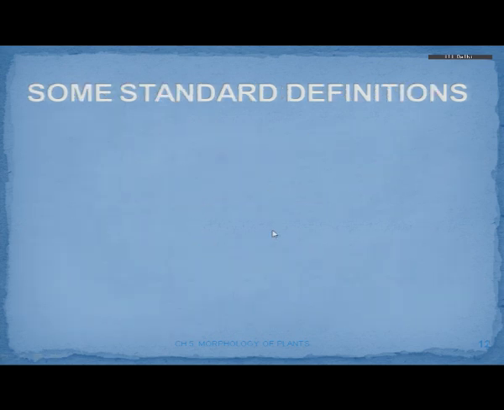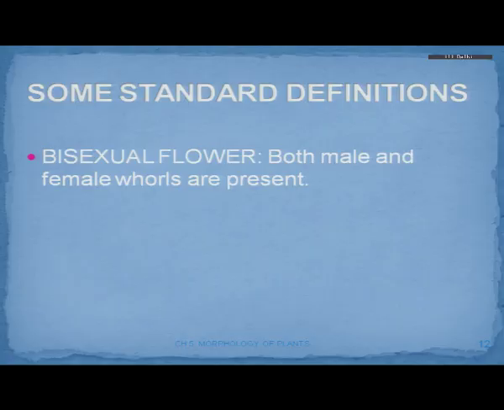Now let us study some standard definitions. As in the earlier session also, I had told you that morphology is the study and description of external structures and features. So it is imperative that we learn to use proper standard technical terms and definitions. When all four whorls of the flower are present, both male and female whorls are also there, the flower is said to be bisexual. The flower which I just had dissected was a bisexual flower.